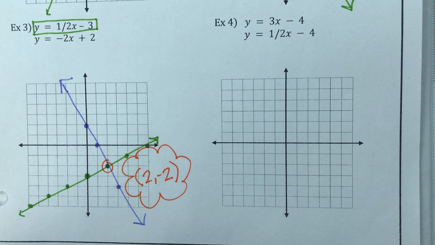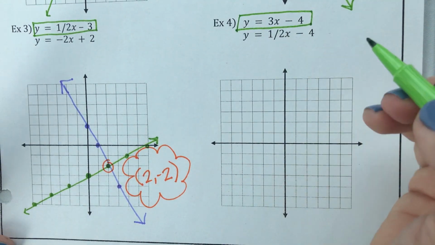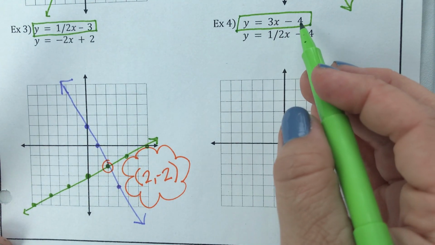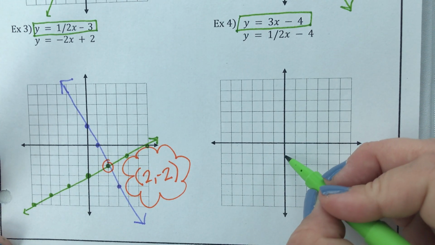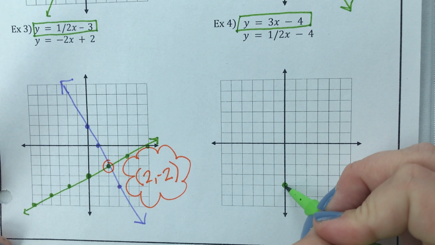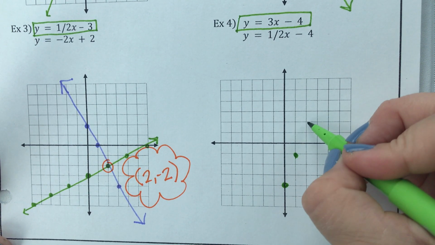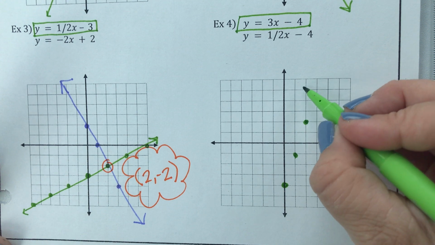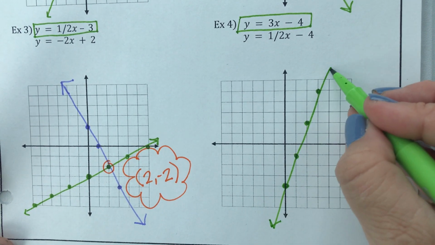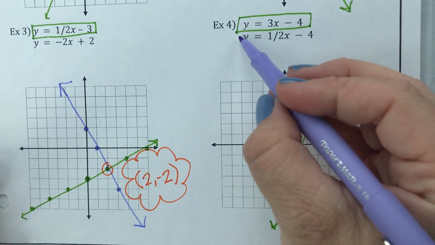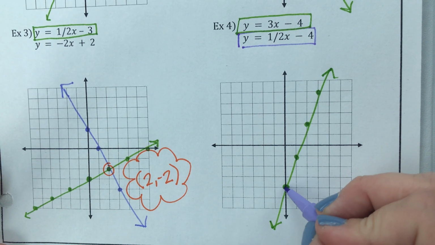And then for example 4, we're going to graph this first line, y equals 3x minus 4. We're going to start it at negative 4, and then the slope is rise 3, run 1. Rise 1, 2, 3, run 1. Connect them. And then my purple line, y equals 1/2 x minus 4.